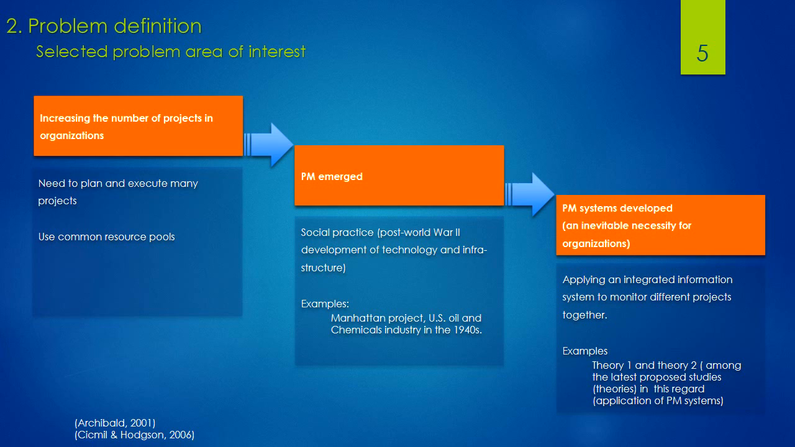This slide depicts the selected problem area of interest, PM, in three phases. By increasing the number of projects in organizations, most of them have been faced with the need to plan and execute many projects and use common resource pools at the same time. As a result, PM emerged as a social practice during post-World War II development of technology and infrastructure. For example, in Manhattan Project, US oil and chemicals industry in the 1940s.